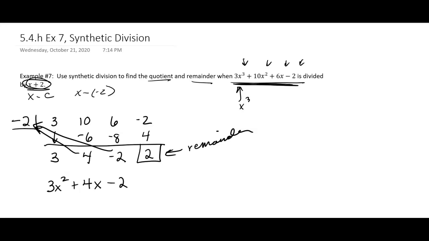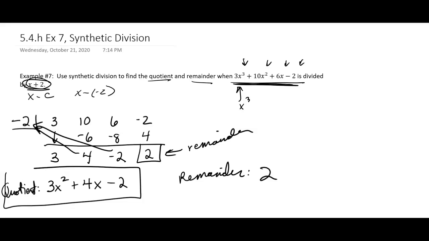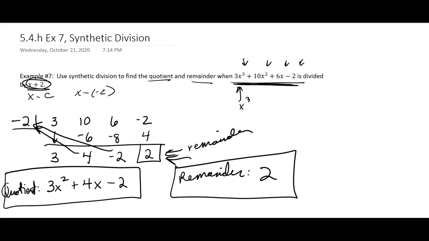Now, I think in the last example we put 2 over the divisor, which is correct to do. In WebAssign, I noticed they're going to ask for the quotient. So this part's the quotient, and then they're going to say what's the remainder. So they write it out separately, and that's fine too. So the remainder is 2. Okay, quotient is 3x squared plus 4x minus 2, and then the remainder is 2. And that 2 comes from where I have the arrow that says remainder.